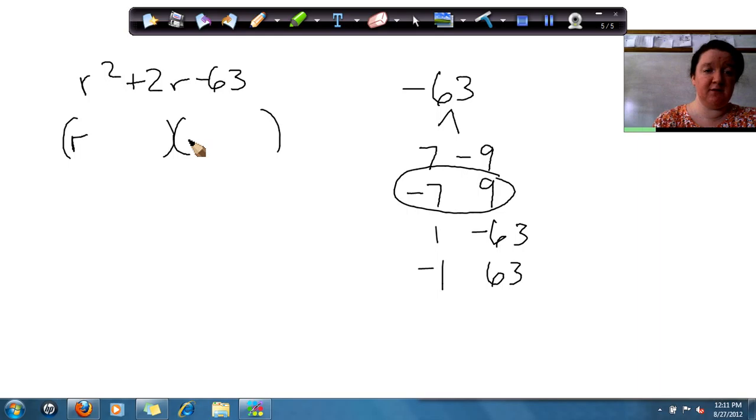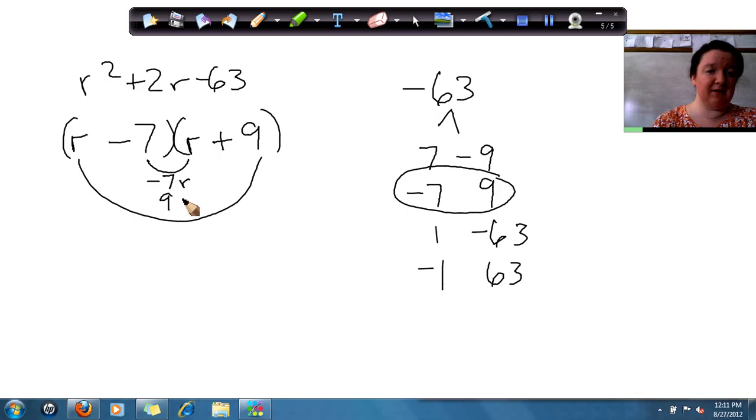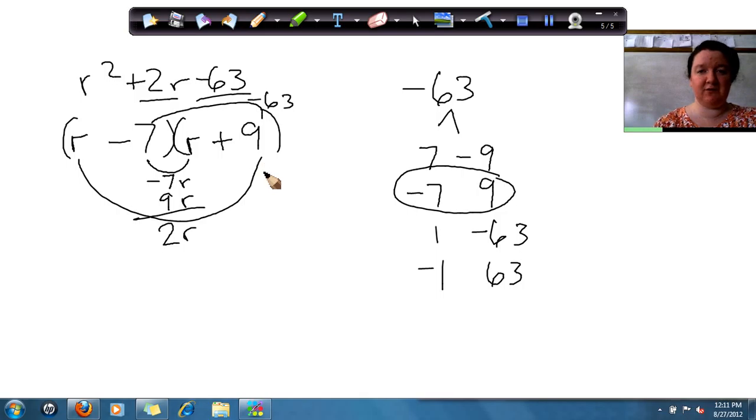Put the R in the front. Put a negative 7 here, and a positive 9 here. And just to check, I get a negative 7R. Look at my outside, I get 9R. And when I put those together, I get a positive 2R, which is what I wanted. If I look at my last terms, I get a negative 63, which is what I wanted. So I know I factored it correctly.